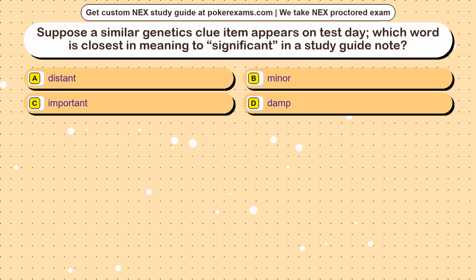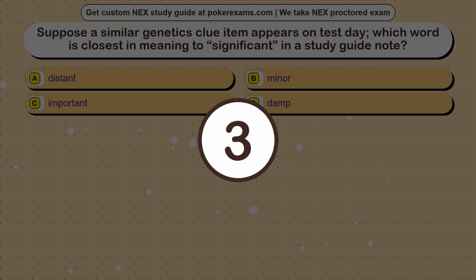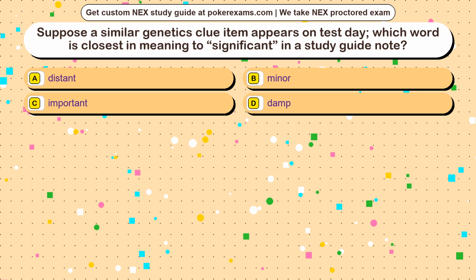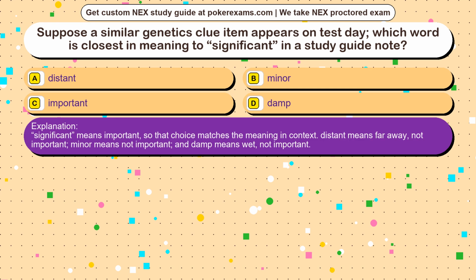Question 7. Suppose a similar genetics clue item appears on test day. Which word is closest in meaning to significant in a study guide note? Option A, distant. Option B, minor. Option C, important. Option D, damp. The correct answer is option C. Significant means important, so that choice matches the meaning in context. Distant means far away, not important. Minor means not important, and damp means wet, not important.